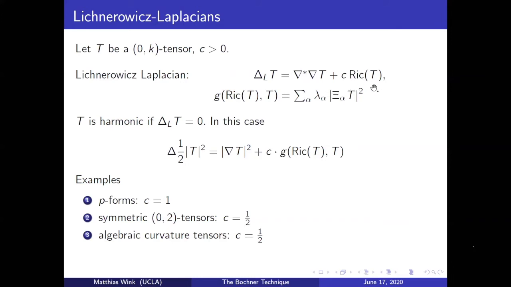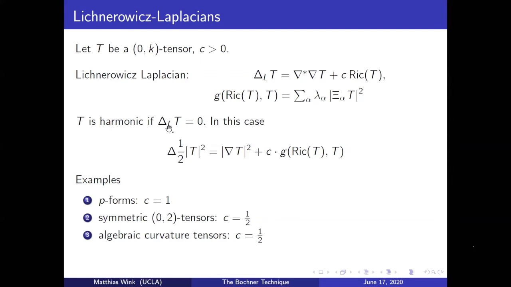plus a constant times the Bochner Ricci of T, which is defined in the exact same way as we've seen before for forms, this complicated expression involving the entire curvature tensor. As before, we can write down the relevant curvature term in terms of the eigenvalues of the curvature operator times C alpha on T. And again, the entire technique works in the same way as before.